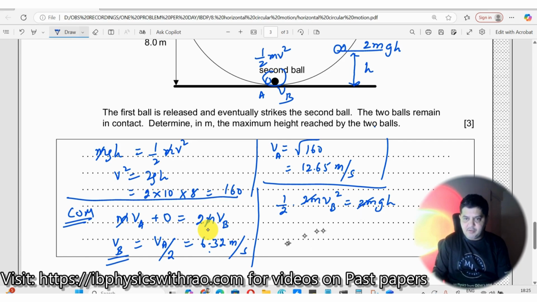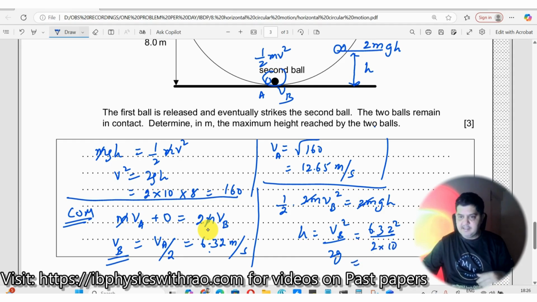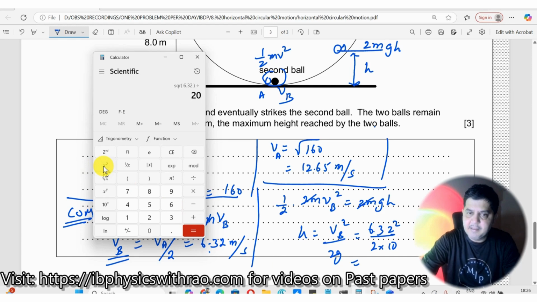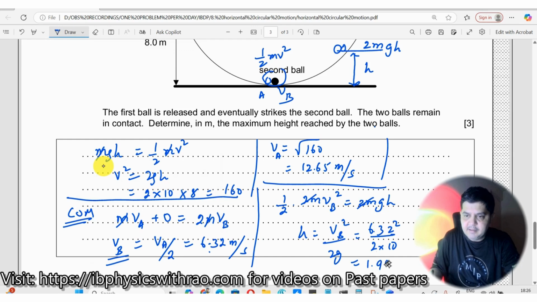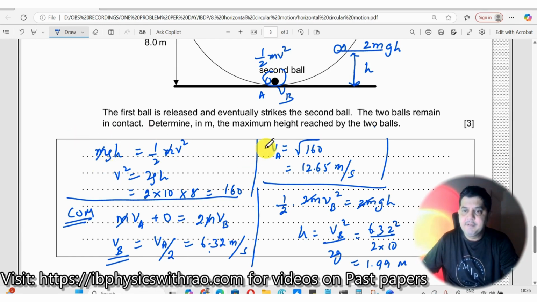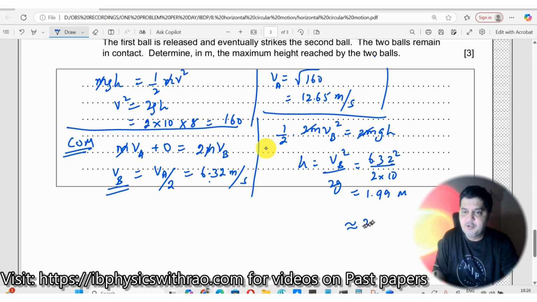Let us calculate this value. We have h is equal to VB square divided by 2g. What's the value of VB? 6.32 square divided by 2 into 10. Let us calculate this value. 6.32 square divided by 20 will be equal to 1.99 meters. So the right answer is 2 meters.